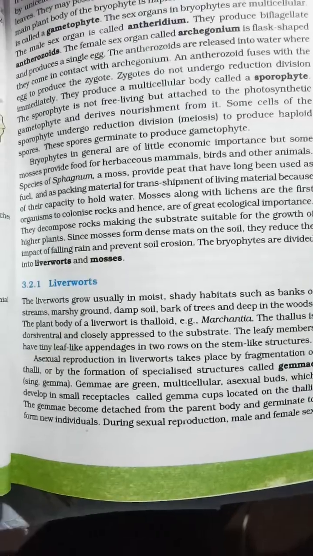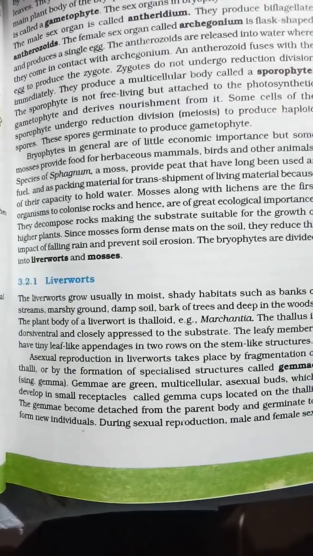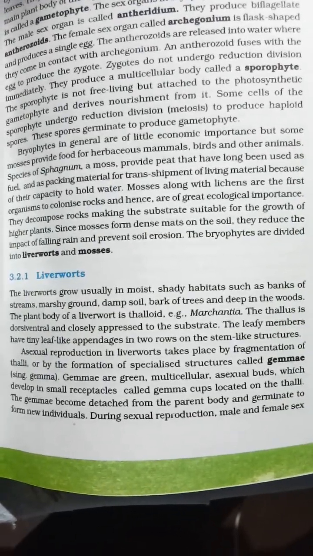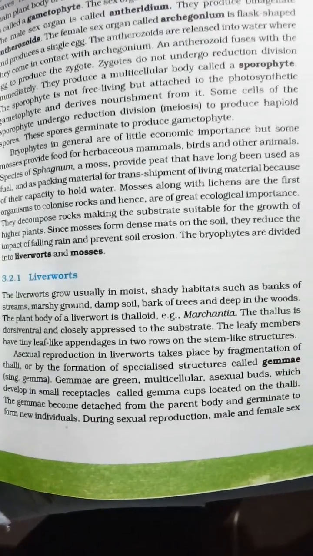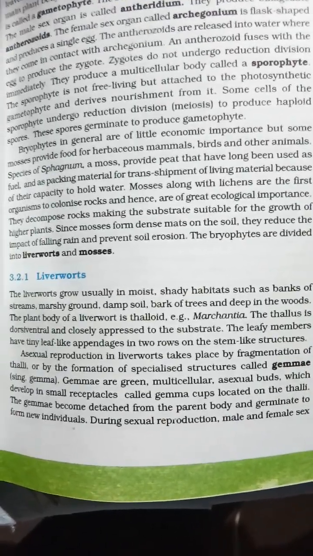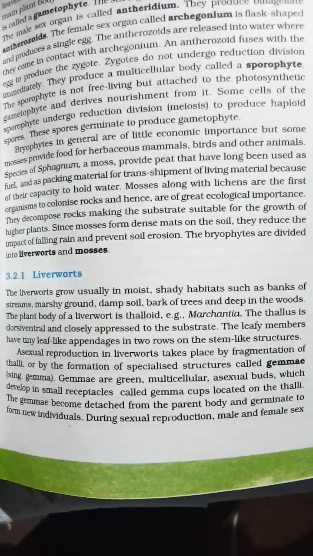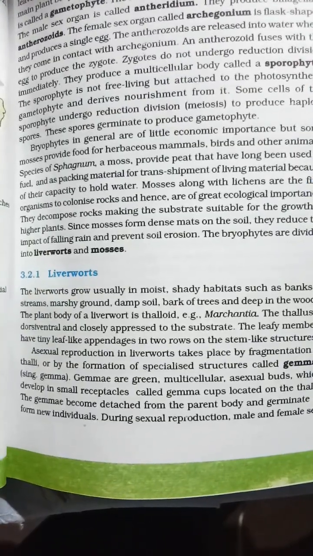Mosses along with lichens are the first organisms to colonize rocks and hence are of great ecological importance. They decompose rocks, making the substrate suitable for the growth of higher plants. Since mosses form a dense mass on the soil, they reduce the impact of falling rain and prevent soil erosion.